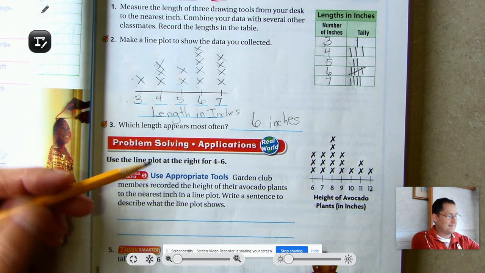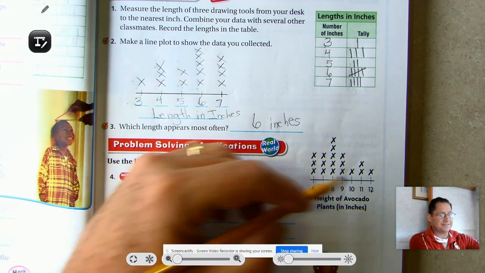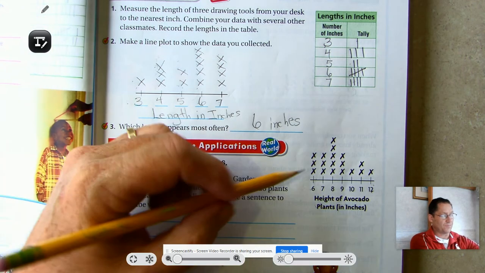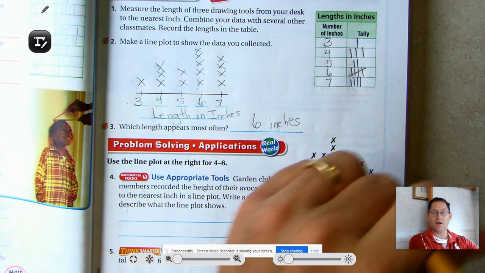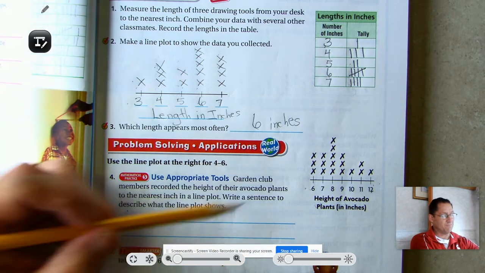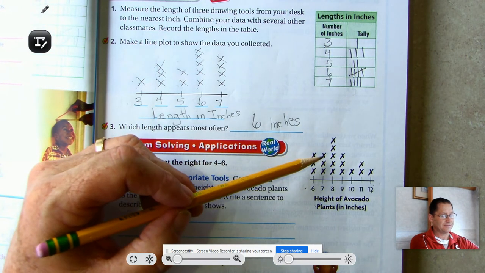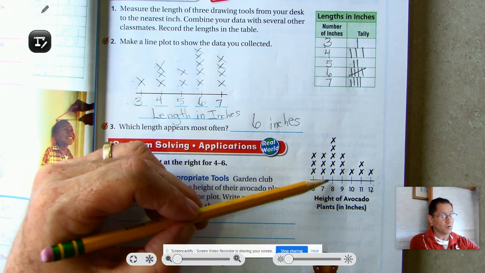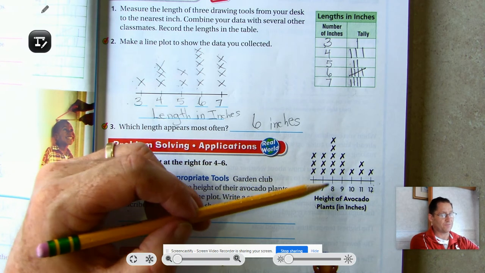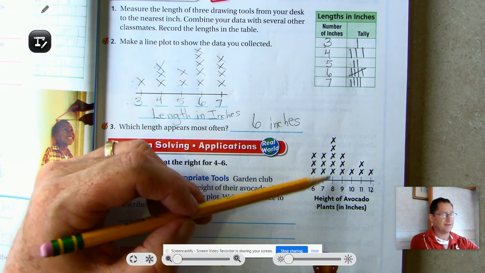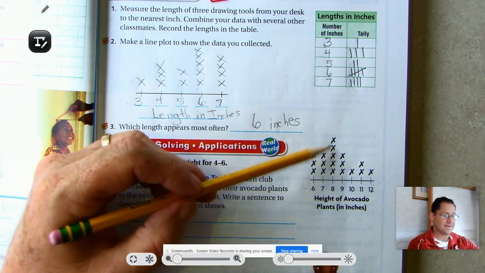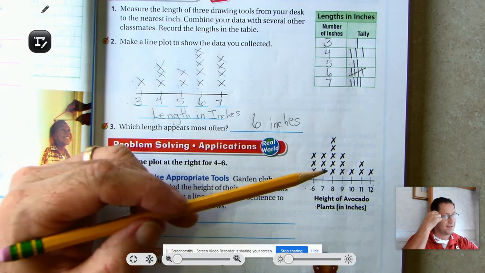Well, I see that the least amount was 12. So we could say the plant heights were between 6 and 12. We could say most of the plants were the height of plants with the greatest number of plants at that height were 8. 8 inches was the most.